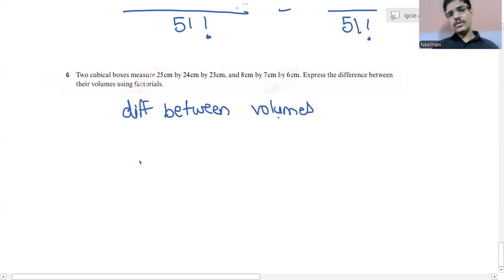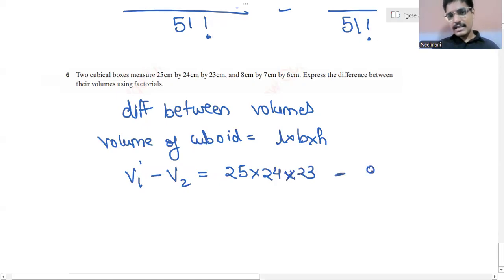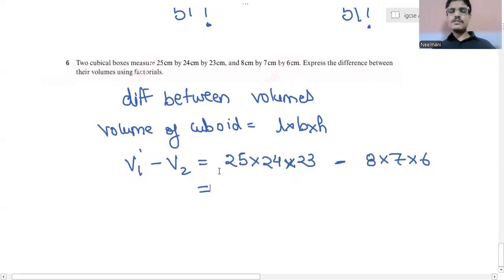Now, you already know what the volume of a cuboid is. The volume of a cuboid is length into breadth into height, meaning you multiply all the dimensions together. So the volume of the first cuboid, the bigger one, minus the volume of the second, is 25 into 24 into 23, subtracted by 8 into 7 into 6. Now you do not have to find the volume. That's the important part. That is just a simple calculation. You have to express this volume in terms of factorial.